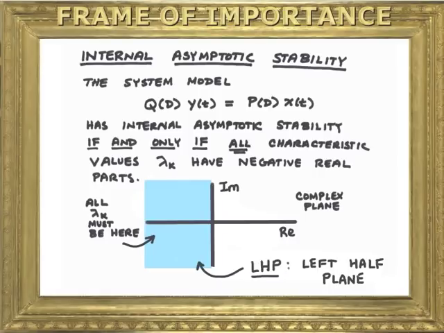It's critical to point out that it has to be all of the lambda k. If even one characteristic value is not in the left half plane, we will not have asymptotic stability, because then there'll be one mode which will not go to zero as time goes to infinity. Also, the lambda k's must be in the left half of the complex plane. They cannot be on the imaginary axis. They must have negative real parts.